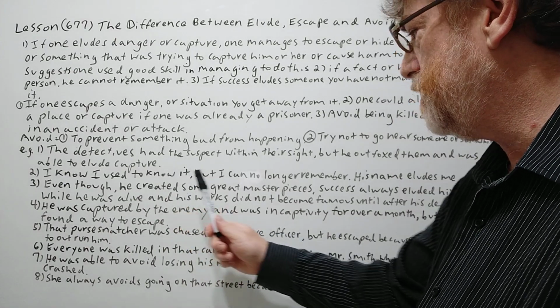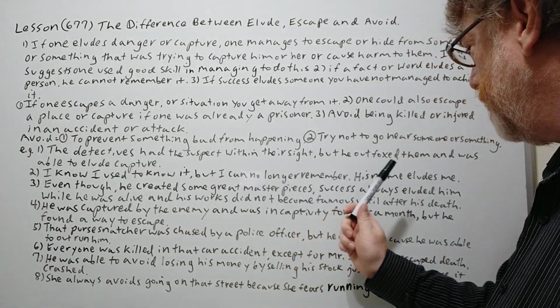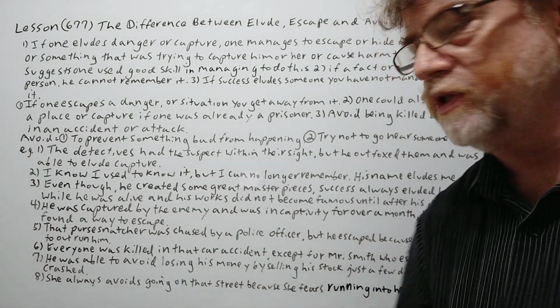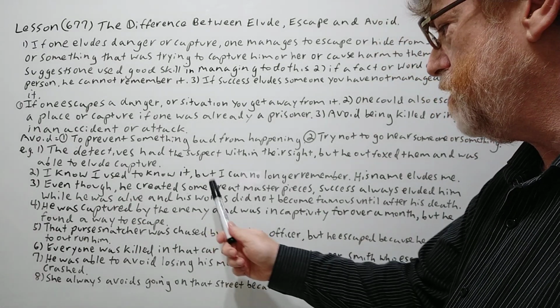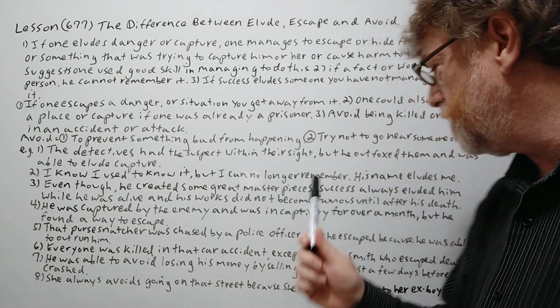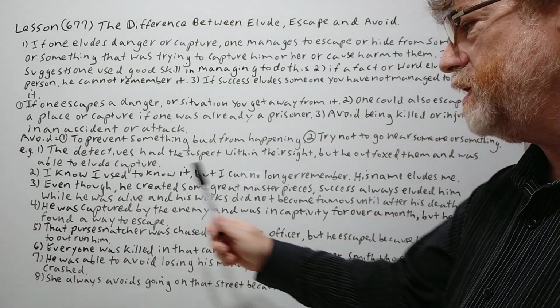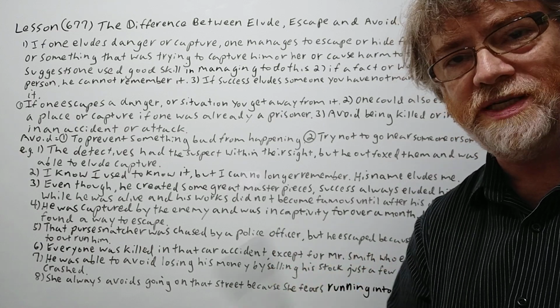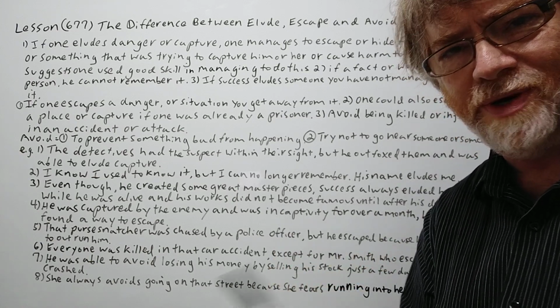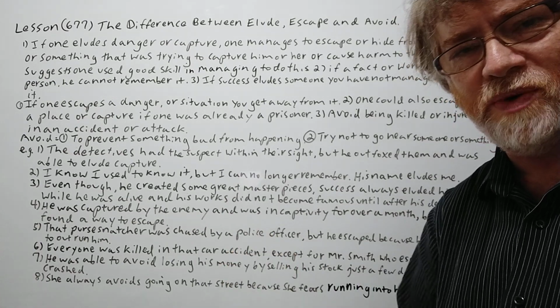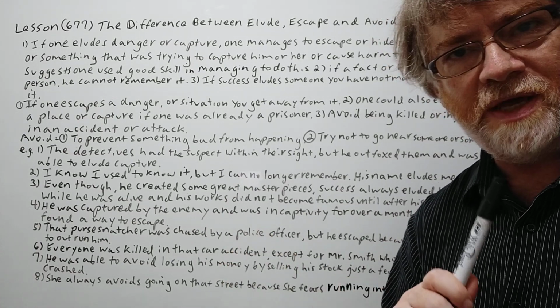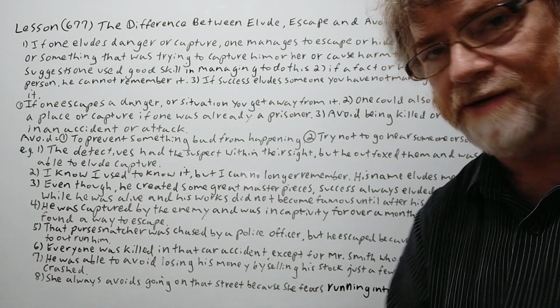All right, number two. I used to know it, but I can no longer remember. His name eludes me. So this is the one that just means forget, just another use of elude. Number three. Even though he created some great masterpieces, success always eluded him while he was alive, and his works did not become famous until after his death. Yeah, we've heard this throughout history with a lot of great painters where they weren't really rich or famous during their lifetime, but they became very famous after they died.